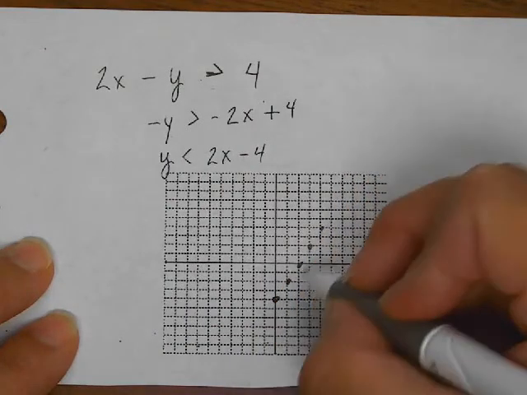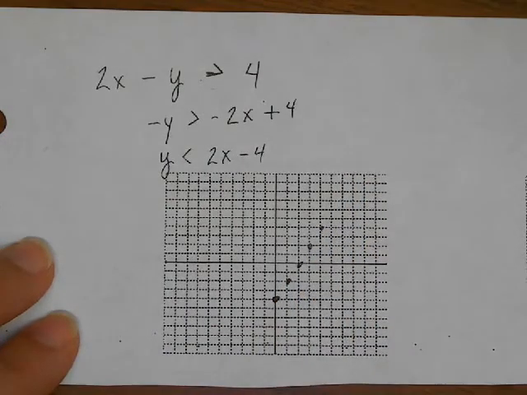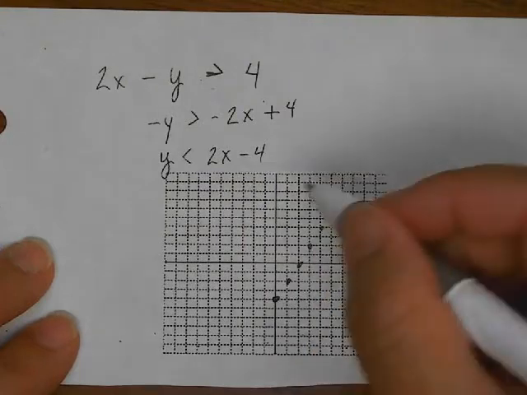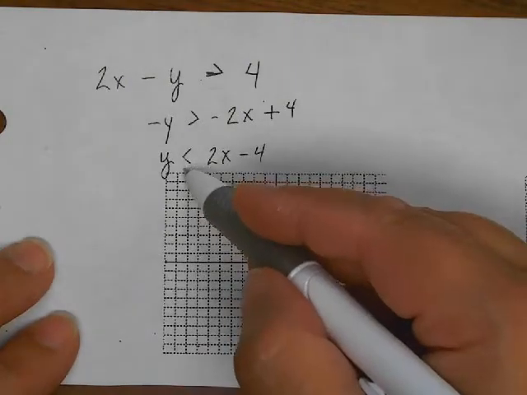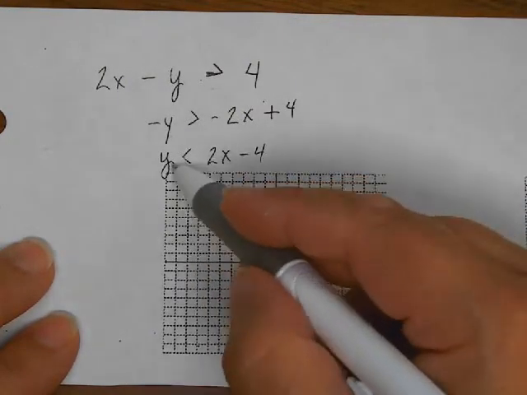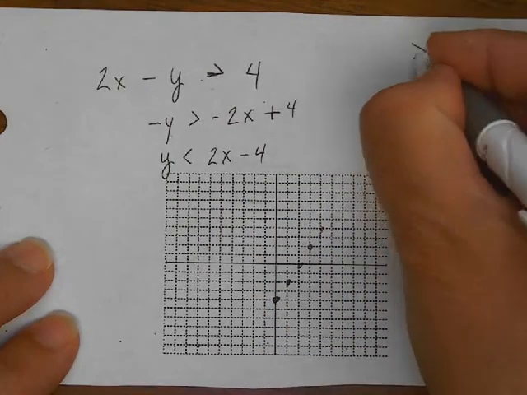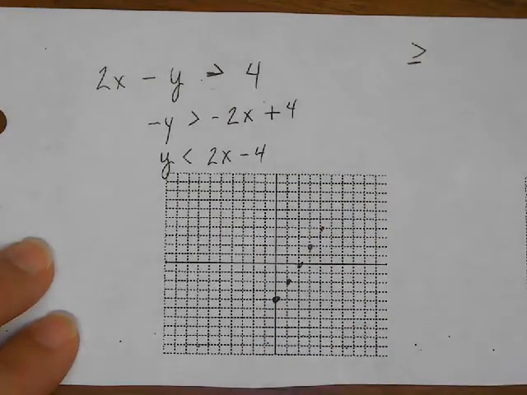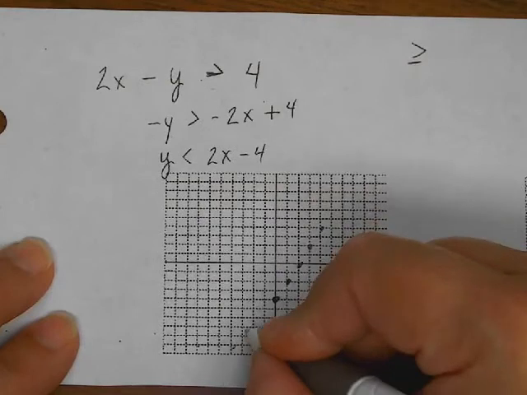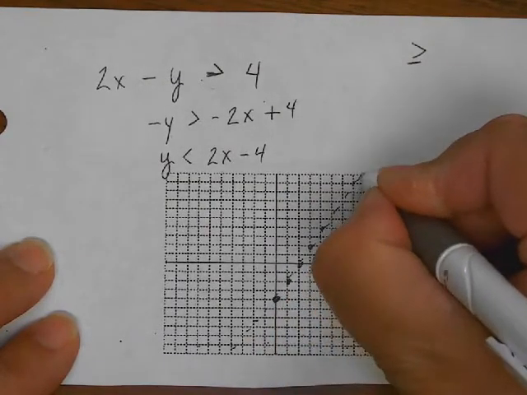Now I have to decide on this one if I want to put a solid line or a dashed line. I'm not including the points that are on this equation. An inclusion would be one that had a bar under it. So this one is not included, so it's going to be a dashed line.